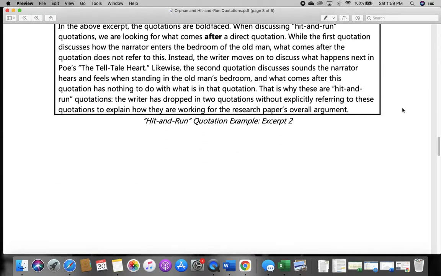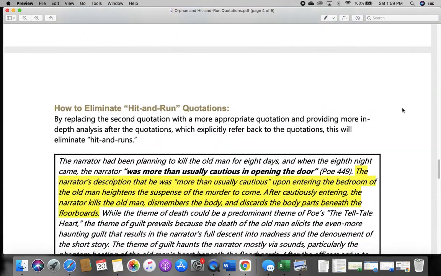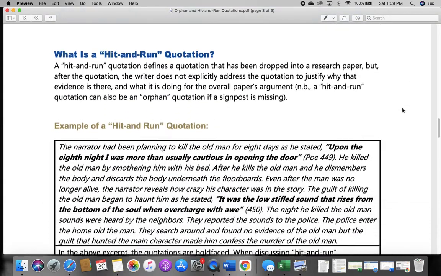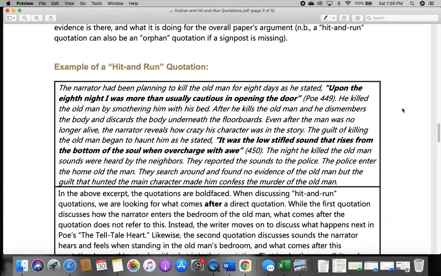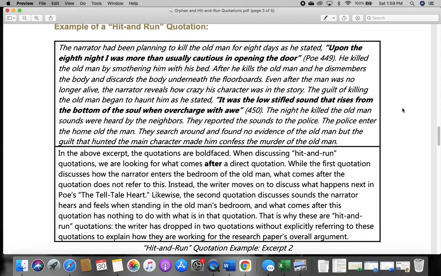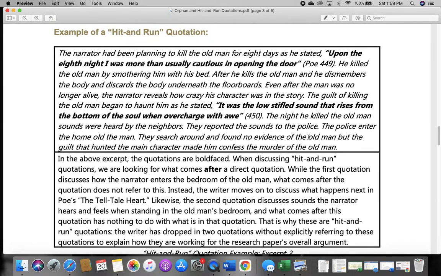So this one is a slightly longer example because we're getting into analysis, which is more difficult to explain than how to write a signpost, which is in my opinion much easier to explain. But this particular example needed a lot of work.